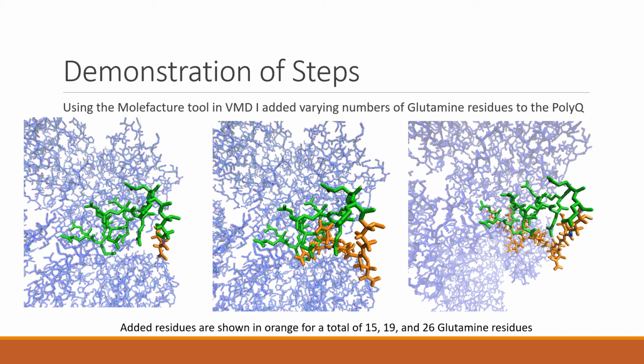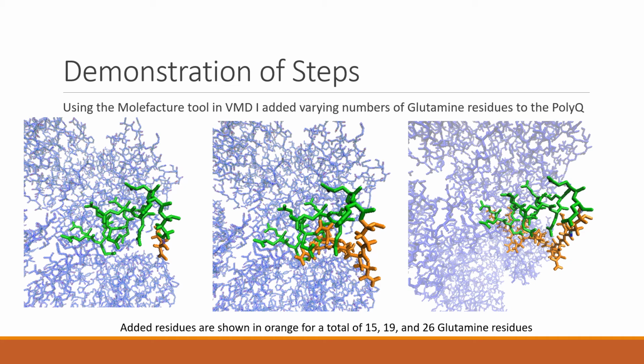The next thing I did was to use the Mutator tool in VMD, which allows you to add and subtract atoms and molecules. So I used this tool to add varying numbers of glutamine residues to the PolyQ tract. And you can see on the far left, I started by adding one glutamine residue, which is highlighted in orange, compared to the rest of the PolyQ tract in green, for a total of 15 glutamines in the PolyQ tract.